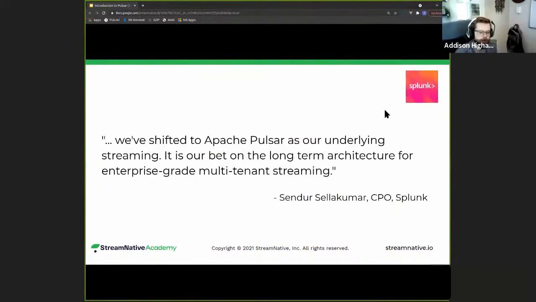This is a quote from Sundar, who is the CPO of Splunk. Splunk is a large user of Pulsar. Here he mentions that they've shifted to Pulsar as their underlying streaming engine. It's their bet on long-term architecture for enterprise-grade multi-tenant streaming. So you can imagine an organization like Splunk, they're moving lots of data around, and Pulsar is key in some of the new offerings that Splunk is working on to be able to deliver really deep analysis into data, log data, and other metric data of systems.